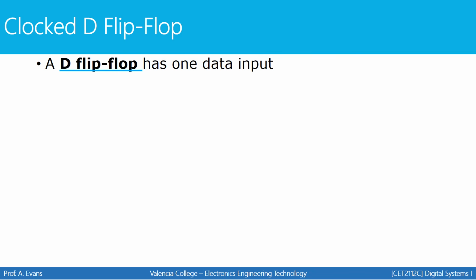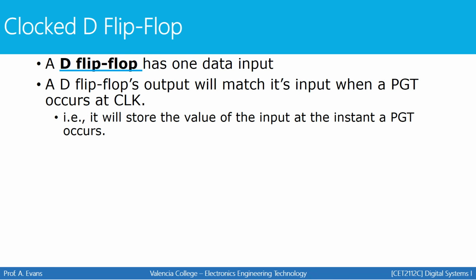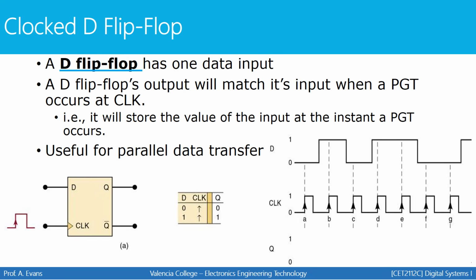The third flip-flop we're going to discuss today is the D flip-flop. The D flip-flop has one data input. The D flip-flop's output will match the input whenever a clock transition occurs. And so what's going to happen basically is it will store the value of the input at the instant a clock transition occurs.